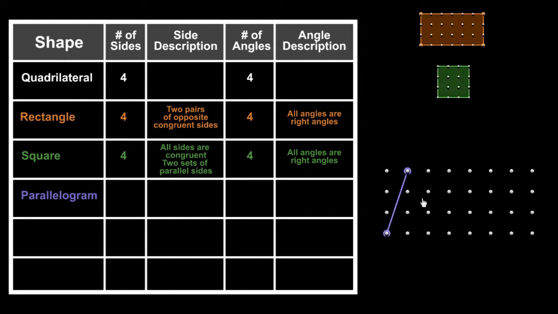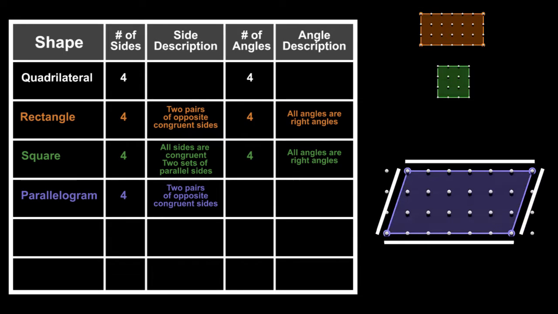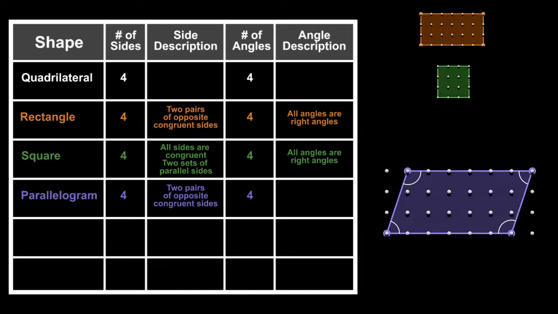A parallelogram also has 4 sides. A parallelogram has 2 sets of congruent and parallel sides. The parallelogram has 4 angles. A rectangle is a parallelogram, but a parallelogram does not specify what kind of angles are needed. A parallelogram can take many different forms.